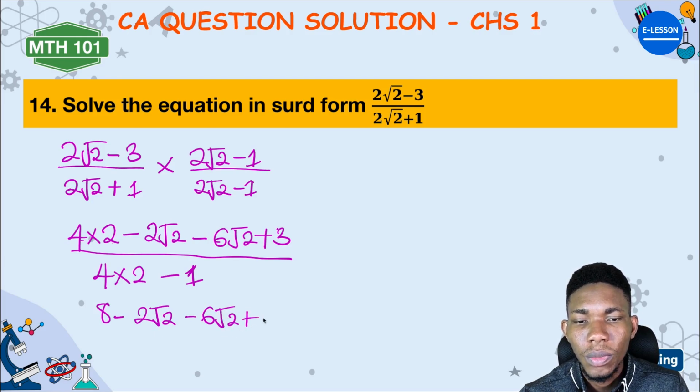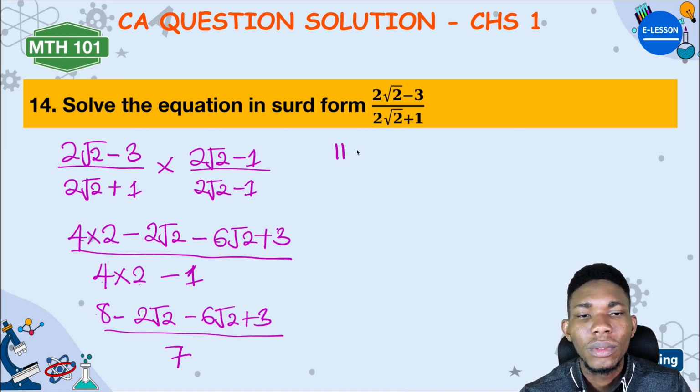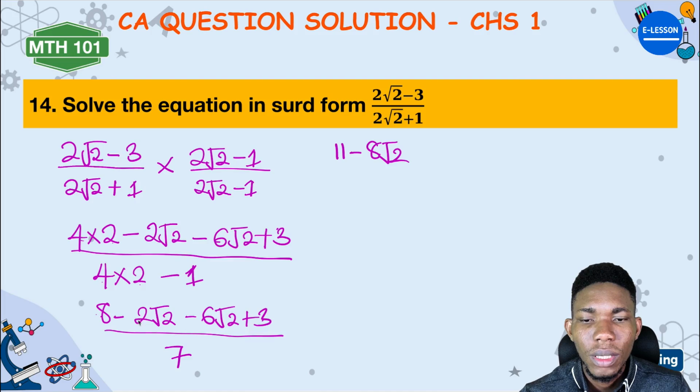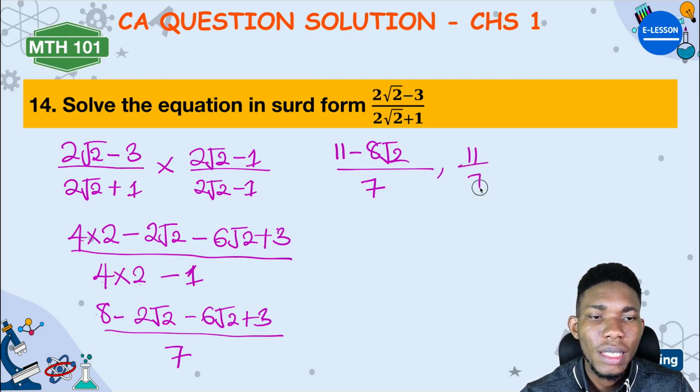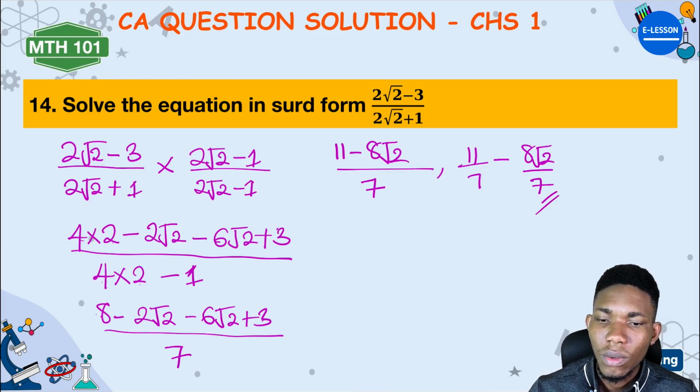minus 6 root 2 plus 3 divided by 4 times 2 is 8 minus 1 is what? 7. All right? Now, at this point in time, minus 2 root 2 minus 6 root 2 is minus 8 root 2. Now, 3 plus 8 here will give us 11 minus what? 8 root 2. Because 3 plus 8, first of all, gives us 11. Minus 2 root 2 minus 6 root 2 will give us 8 root 2 divided by 7. So this is the answer to this question. Or you could say 11 over 7 minus what? 8 root 2 all over 7 is the correct answer to this question.